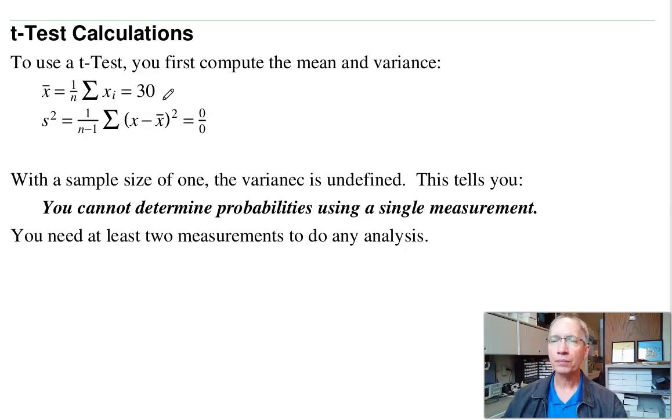The variance is the distance to the sample mean squared divided by the sample size minus 1. And what I get is 0 squared over 0. That's 0 over 0. That's undefined. If you get an answer like that, the math is trying to tell you something. The challenge is trying to figure out what the math is trying to tell you. In this case, what the math is telling you is that a sample size of 1 is meaningless. I cannot do data analysis with a single data point. I need at least 2.